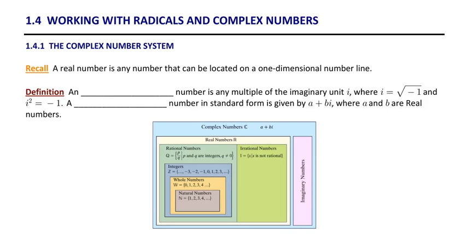Another basic skill that will be necessary to succeed in college algebra is working with radicals and complex numbers. In this video, we'll consider the complex number system. Recall, a real number is any number that can be located on a one-dimensional number line. Now, we actually have a larger set of numbers outside the real numbers that we use to solve problems today. This is called the complex number system.